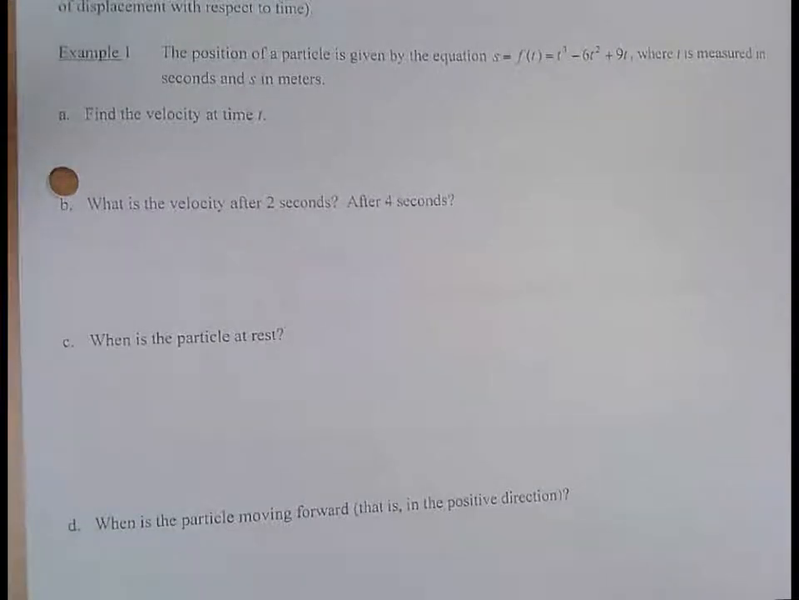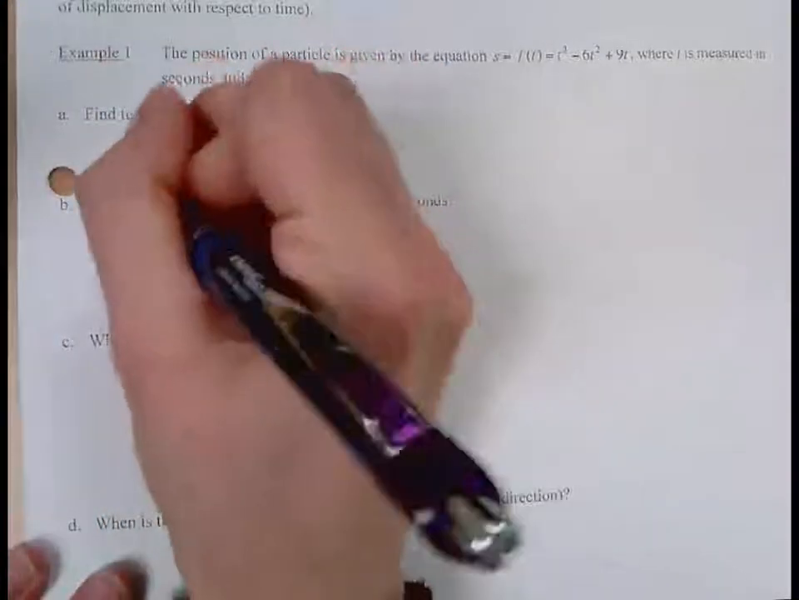So we're going to look at an example. Some of these, you've already answered questions like this. Others, we have not. Well, we have not in this class. You may have answered them if you are in physics or have been in physics. But in this example, we have the position of a particle is given by this equation, where t is measured in seconds, s is in meters. So to find the velocity, we know we have to find the derivative.